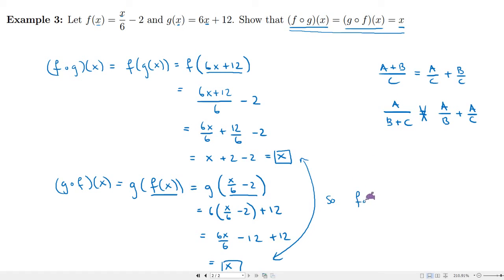So f compose g of x is definitely equal to x, but that's also equal to this guy, g compose f of x. Okay, so all three of them are equal. Cool. This is a very important situation, and we'll discuss this a little bit more. But this type of thing is quite important, and we will see it again.